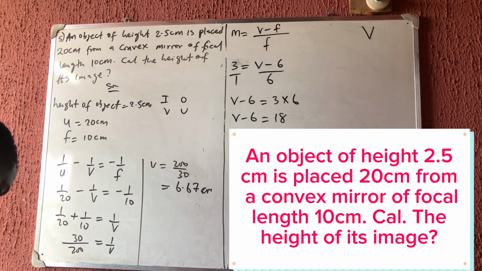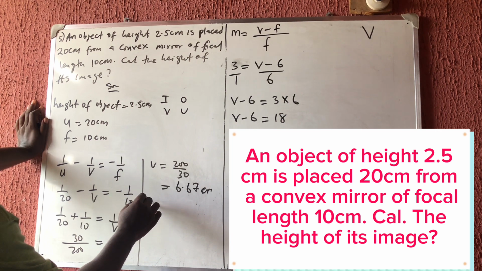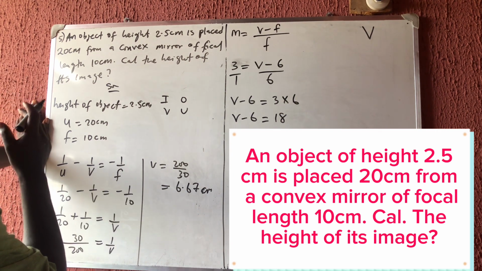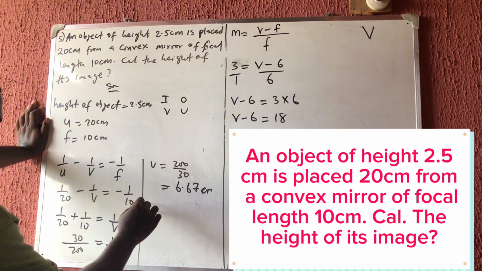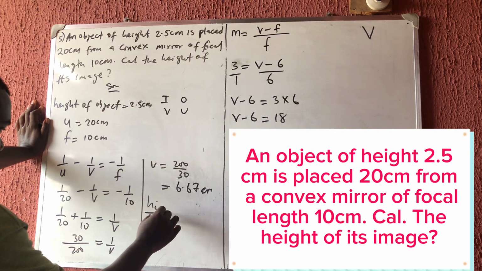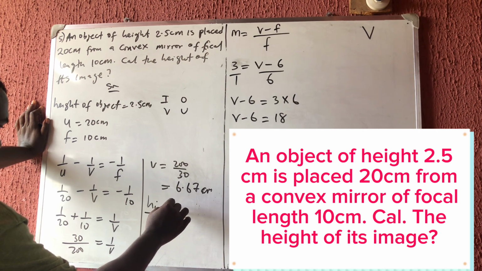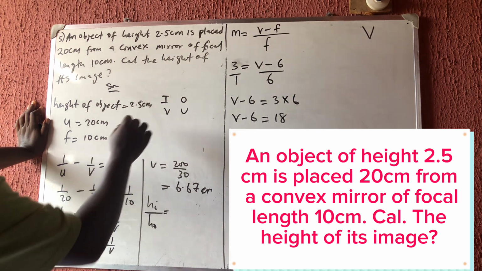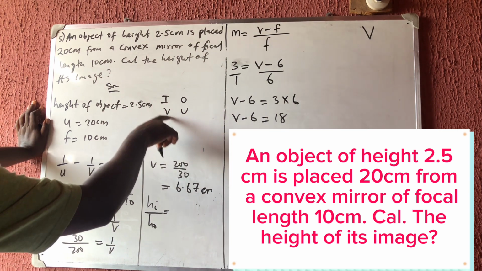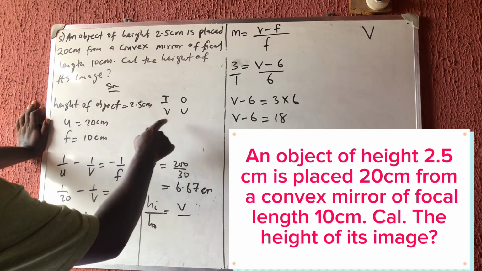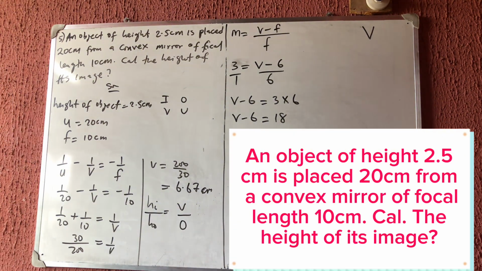Then I say that the magnification is V over U, which is image height over object height. We want to calculate the height of the image. Don't forget that image must be up. So I have that image height over object height is equal to image distance V over object distance U. So this will now help us.